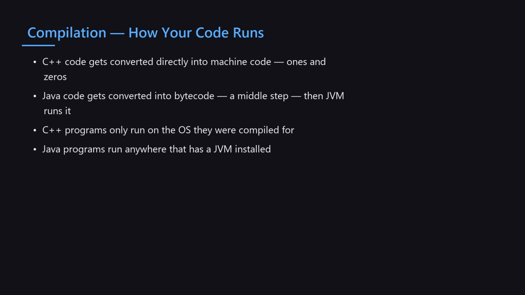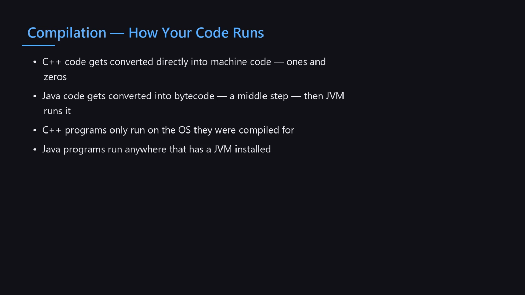Last big difference, how your code actually runs. When you write C++ and hit compile, the compiler turns your code directly into machine code, the ones and zeros that your CPU understands. But here's the catch, that compiled file only works on the operating system you compiled it on. Compile on Windows. It won't run on Mac.